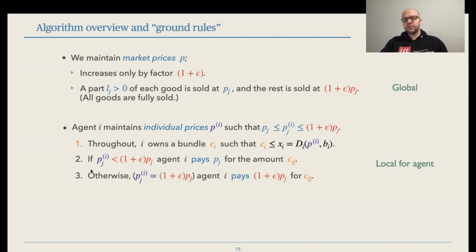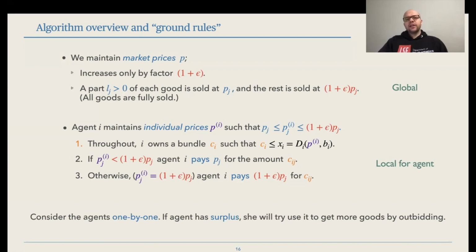Now, this is what the agent owns, and let us see how the agent pays for what she owns. If the individual price of agent i for a good j is strictly smaller than the higher price, then the agent will just pay the lower price P_j for this amount. Otherwise, that means if the individual price of agent i for the good j is equal to the higher price, then the agent also has to pay the higher price. So these are the invariants.